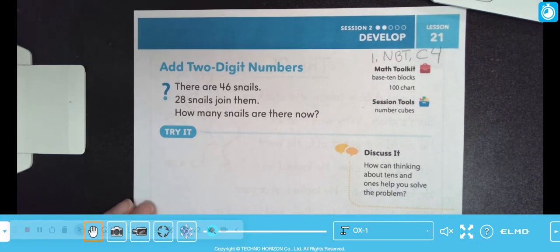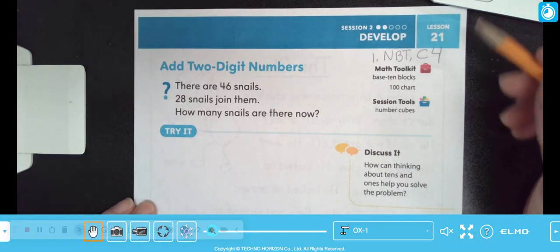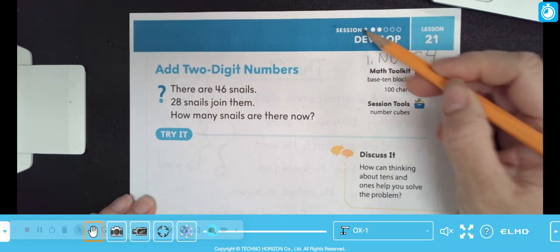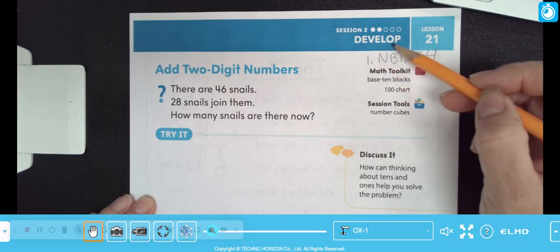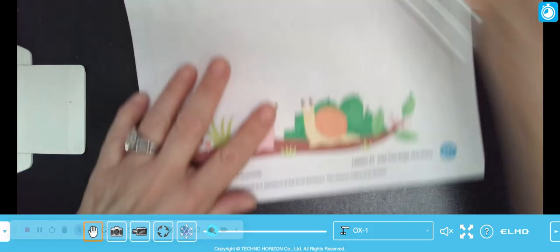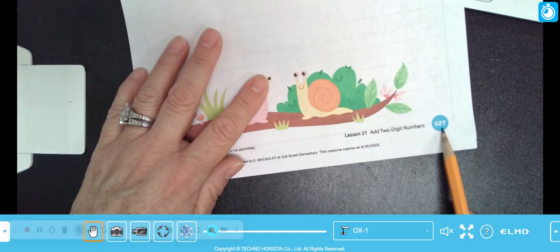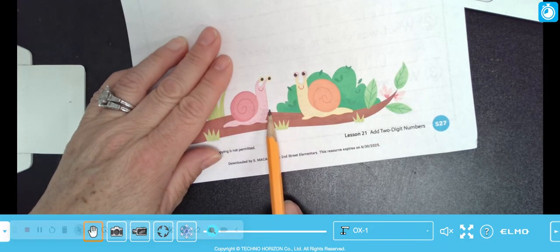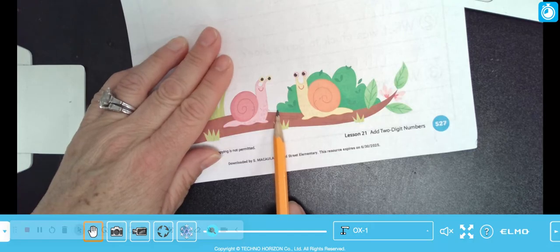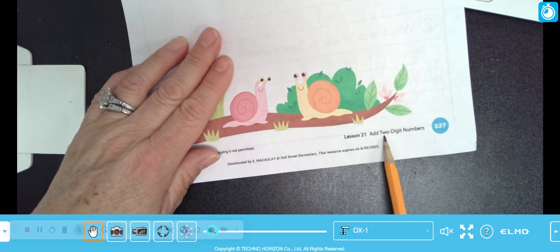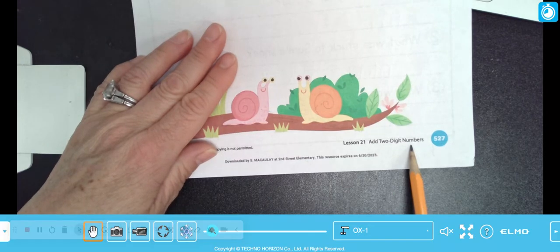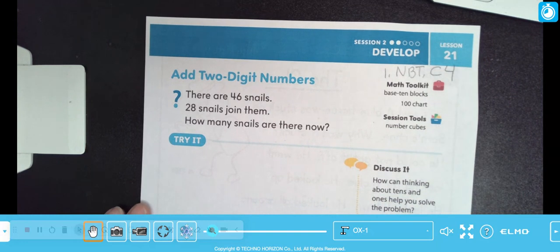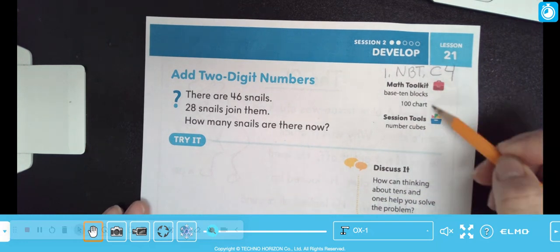Hello, today we're going to be working on this page from the iReady Math for First Grade. It's lesson 21, session 2, develop, page 527, and it's got these two little snails at the bottom. Lesson 21 is about adding two-digit numbers. That's what we're doing in this lesson. Okay, so here we go. We're adding two-digit numbers.